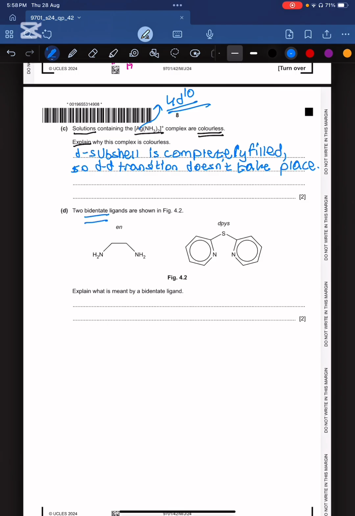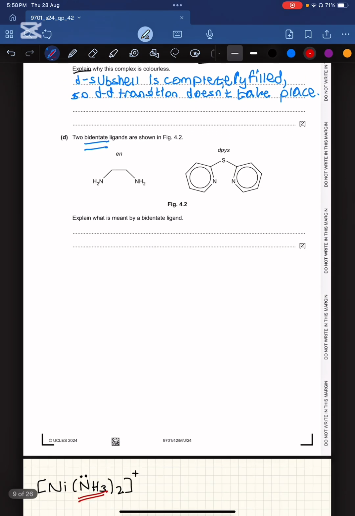Now, bidentate ligands. There are different types of ligand which you should know: monodentate ligands, bidentate ligands, tridentate ligands, and polydentate ligands. Ligands have the same meaning. They have lone pairs of electrons and form dative covalent bonds with the empty d orbitals of the transition metal ion. But what makes all of these ligands different? They have different amounts of lone pairs of electrons and form different numbers of dative bonds with the transition metal ion. So for a monodentate ligand, one lone pair of electrons forms one dative bond with the transition metal ion per ligand.